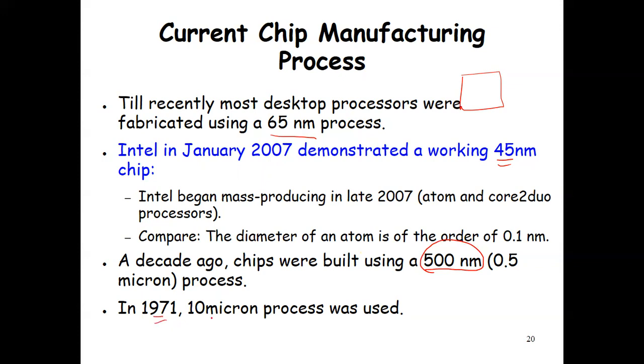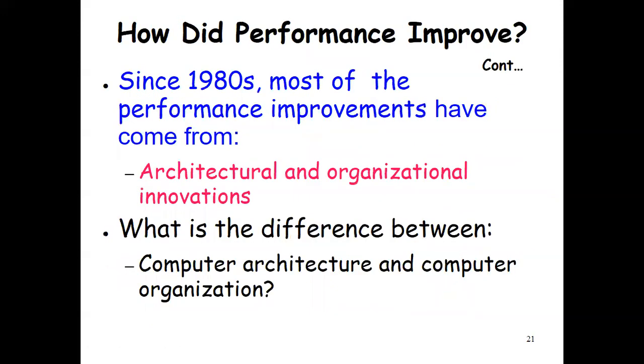In 1971, the feature size of the chip was 10 micron. Ten micron means 10,000 nanometer, right? But a decade ago, it was 500 nanometer. Before 2007, it was 65 nanometer. In 2007, it is 45 nanometer. So basically, this shows how the feature size is decreasing over a period of time, right?